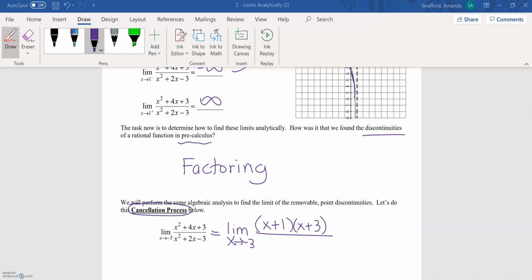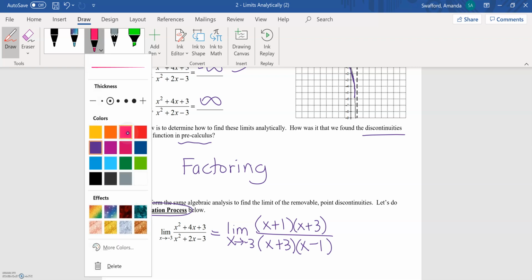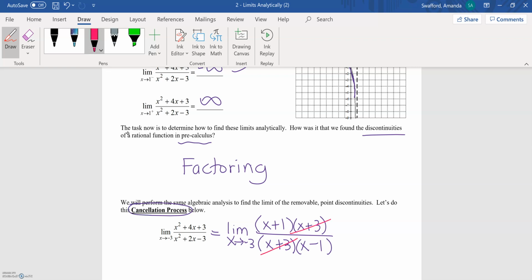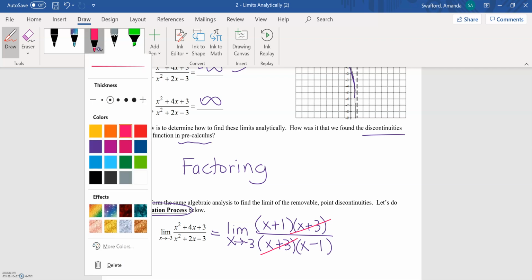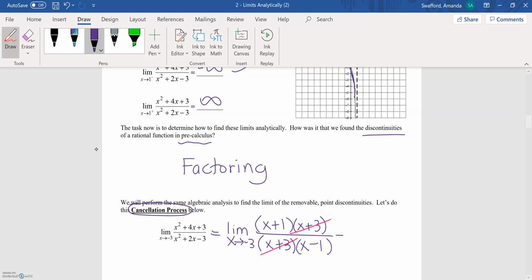And now we're going to factor the denominator, which will become x plus 3, x minus 1. In this case, now we're able to cancel the factors of x plus 3. And you may recall from pre-calculus, remember when factors cancel, that's what produces the hole in the graph. But we've also learned that just because there's a hole in the graph doesn't mean the limit doesn't exist. It actually does. So what we can do now is go back and directly substitute.